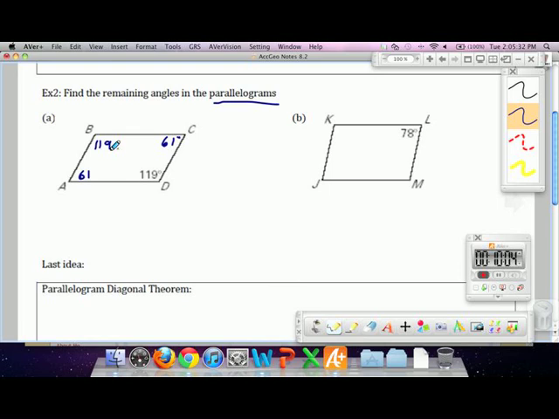So then what are the angles in this one? What's the measure of angle J? 78. Okay, Brett, what's the measure of angle K then? 100. Nice. And so then what's angle M? Super awesome.